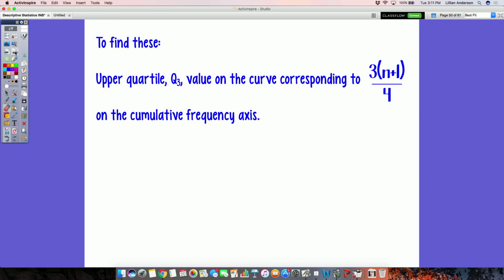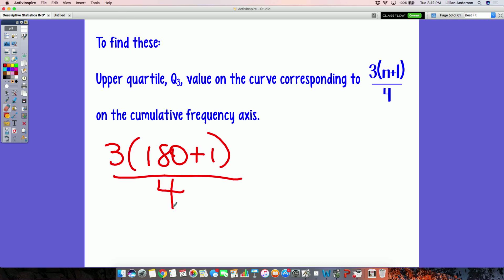All right. And Q3 is your upper quartile. That corresponds to, again, the 75th percentile. That formula is 3 times n plus 1 divided by 4. And again, it corresponds to the spot on your cumulative frequency axis. Somebody do this real quick. 135.75, that is not my Q3. That tells me where I need to look on my y-axis to find Q3.